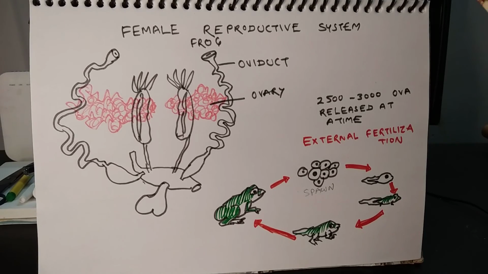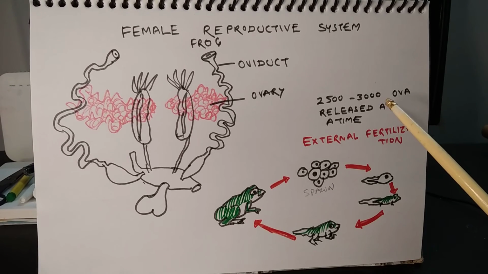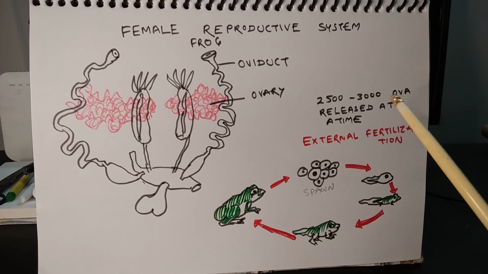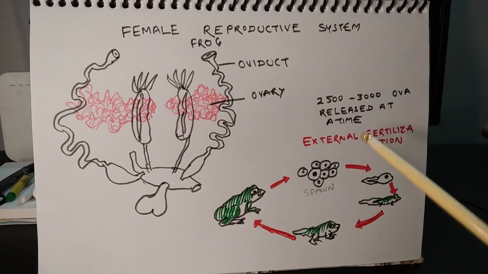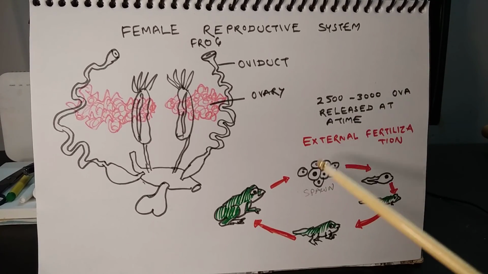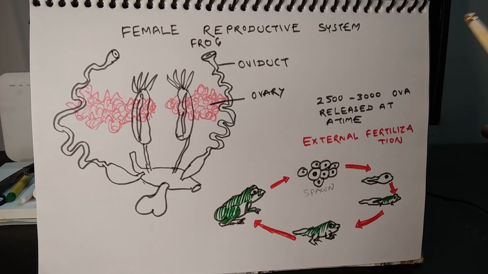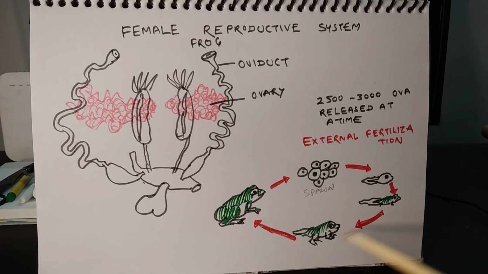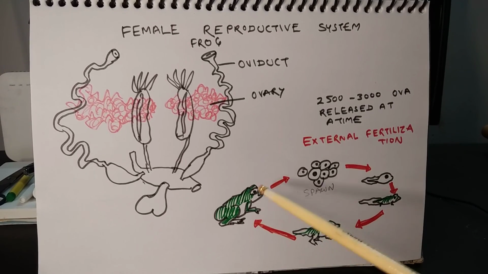The female frog releases around 2500 to 3000 ova at one go, and the male frog releases sperms on the ova. So fertilization takes place outside the body in water. So this is external fertilization. The cluster of fertilized eggs is called spawn. These eggs develop into tadpoles. So tadpoles do not appear like frogs. They appear like a small fish with a tail. Then the tadpole undergoes metamorphosis, and after metamorphosis it becomes a frog.